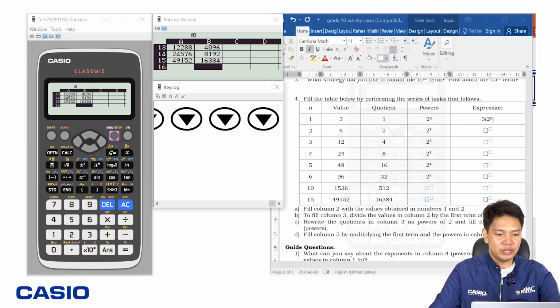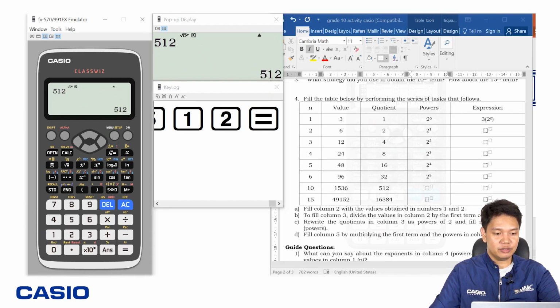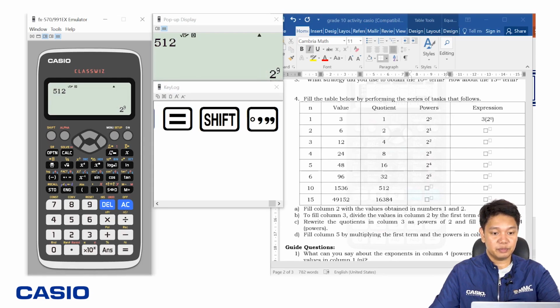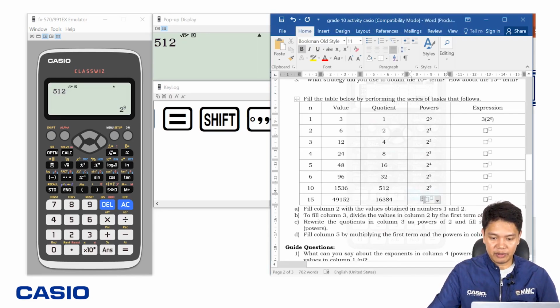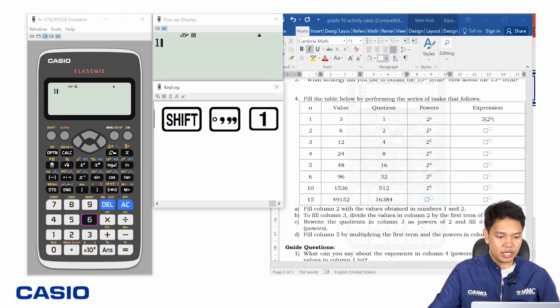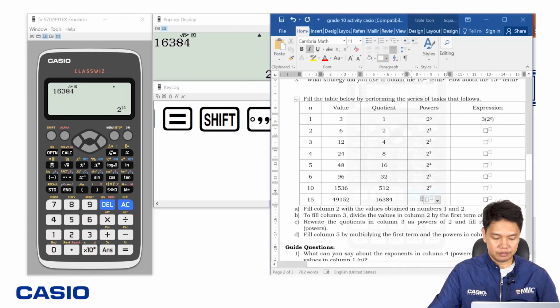Alright, 512. Alright, going to menu 1. 512. And then press equals. To get the prime factors of this, we need to press shift. And then the degree minute second button to get the prime factors of 512. And that is 2 raised to 9. The same process to get the prime factors of 16,384. Press equals and then the prime factors. We have 2 raised to 14.